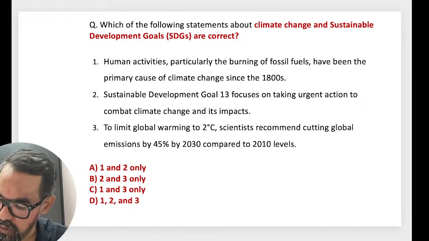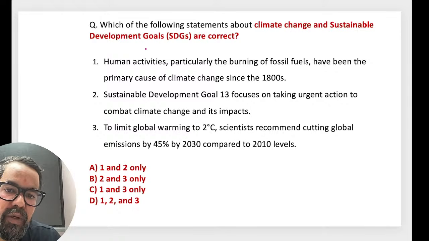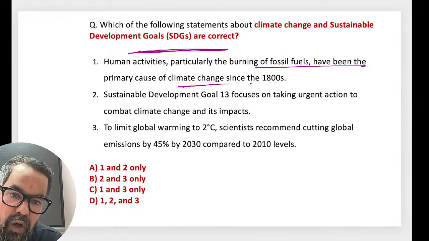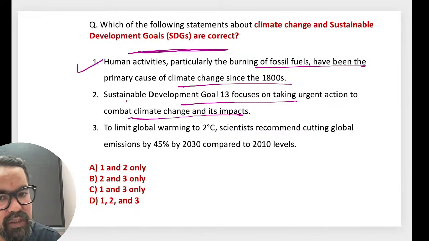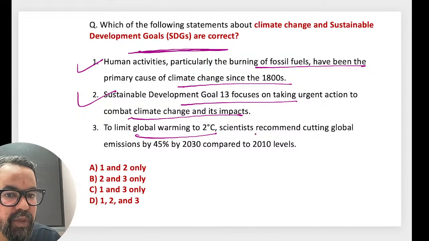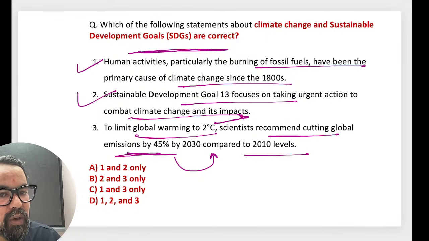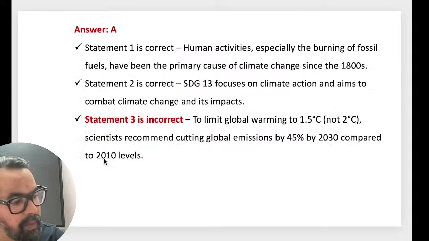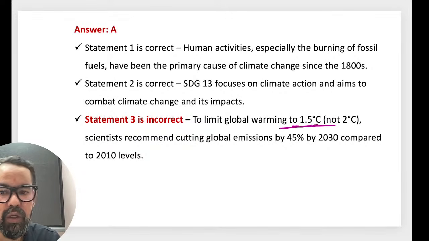Okay, chalo, first question, quickly. So climate change and sustainable development goals are correct. Human activities, particularly the burning of fossil fuels, have been the primary cause for this one, ठीक है, बिल्कुल सही है। The other one is आपका sustainable development goal 13, focus on urgent action on climate change, बिल्कुल सही है। The limit of global warming is 2%. Scientists recommended cutting the emissions by 45% by 2030. So it is आपका 1.5 degrees Celsius, ठीक है, not 2%, ठीक है। So if you want to achieve this, we have to cut 45% emissions. Means 1 and 2. Means A will be the right answer for this one, ठीक है। The target is 1.5 degrees Celsius, not 2 degrees Celsius.